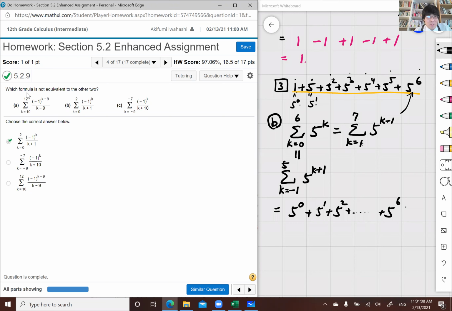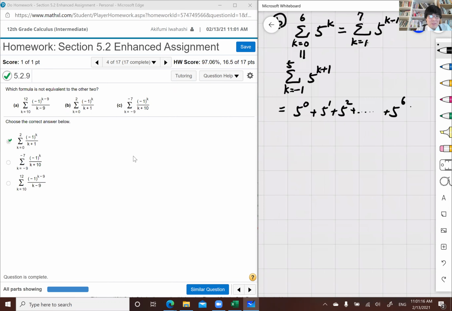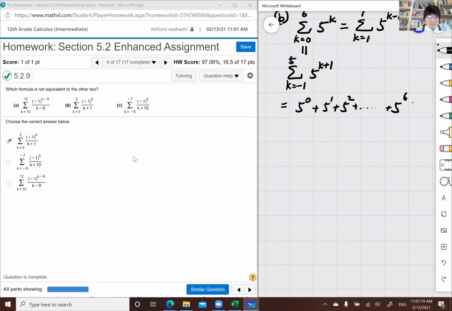So next one is, which formula is not equivalent to the other 2? This means of these 3 expressions, 2 of them are the same, and the third one is different. So let's see. The first one is the sum for k equal to 10 through 12 of (-1)^(k-9) over (k-9). So when k is equal to 10, it's going to be -1 over 1. When k is 11, it's going to be 1 over 2. And when k is 12, it's going to be -1/3.